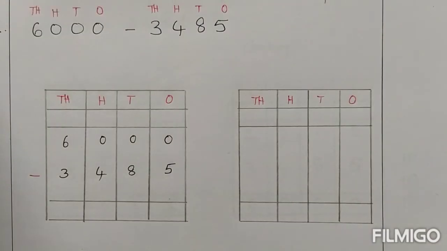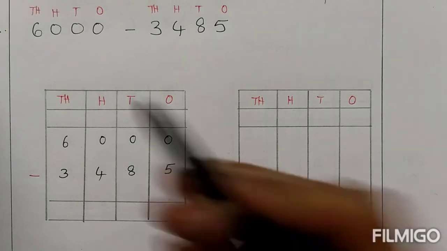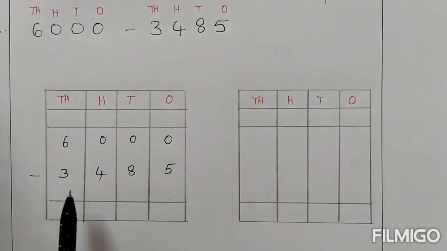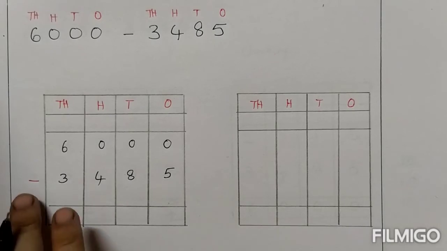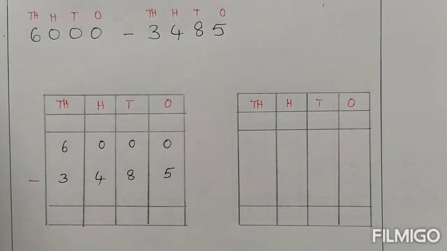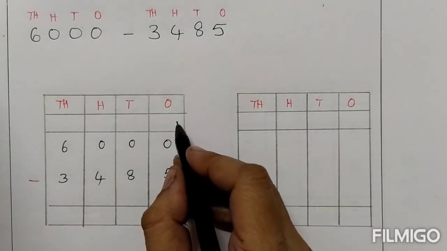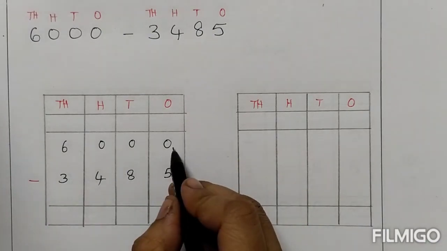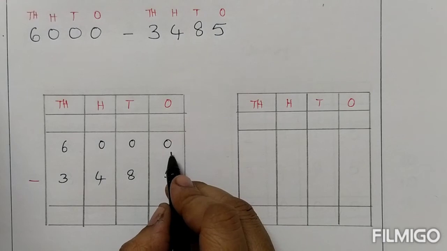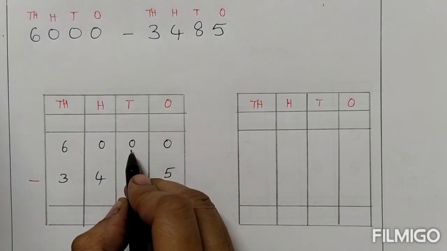Now the fourth one. We have to subtract 3485 from 6000. Write the place values on top of the numbers and place the numbers according to the place values in the tabular column and place the minus sign here next to the tabular column. Now let's start from ones column. We have to subtract 5 from 0. It is not possible. So we'll borrow from tens column.